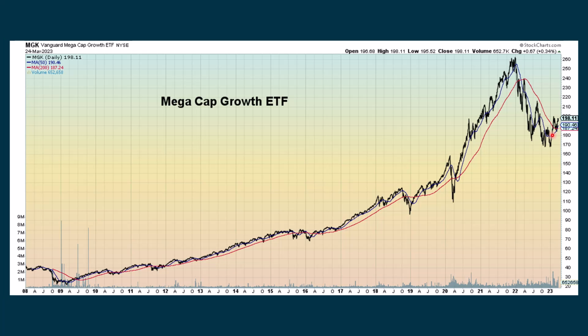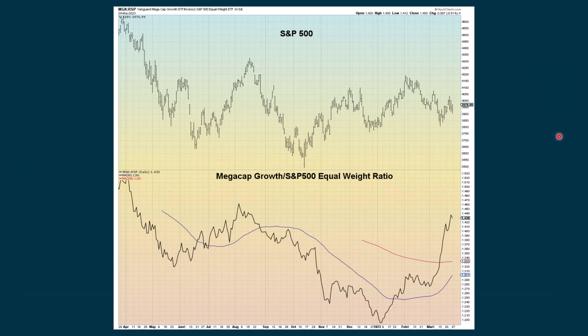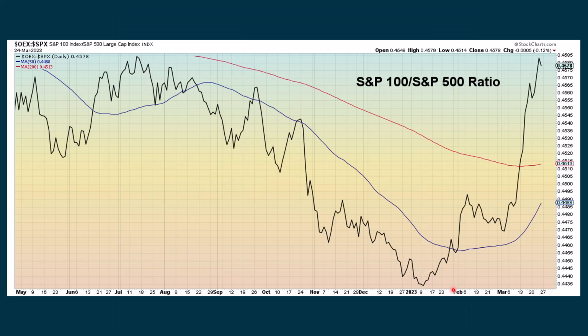Looking at some other stocks, here's mega cap. These are the really big companies, Apple, Google, Amazon, the monster companies, just about ready to give us a golden cross, but not quite there yet. Then when we compare the really, really big stocks to the equal weight S&P 500, the mega caps have really been starting to do well, but not enough yet to give us a cross. The S&P 100 has really been outperforming the S&P 500, although it's still in an overall downtrend.